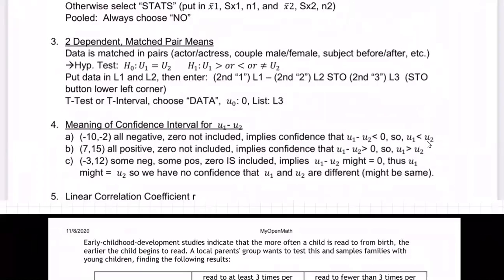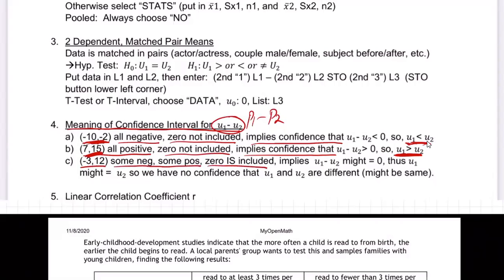See it right here? So, the meaning of a confidence interval for mu1 minus mu2 or p1 minus p2, same thing. Both negative, all negative, 0's not included, implies confidence that mu1 is lower, the first number is lower. If you get all positive, 0's not included, implies confidence that the first number is bigger. That's what I'm saying, right? If you subtract two things and get positive, the first number is bigger. Subtract two things and get negative, the first number is smaller. And then finally, some negative, some positive, 0 is included, implies that it might be 0. So they might be equal.